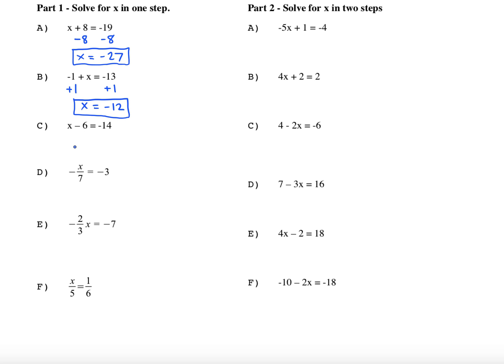Okay, what's the inverse of subtraction? Addition. Now you can just plug that into a calculator if you need to. Just type in -14 plus 6 on the calculator here, and that'll give you the answer.